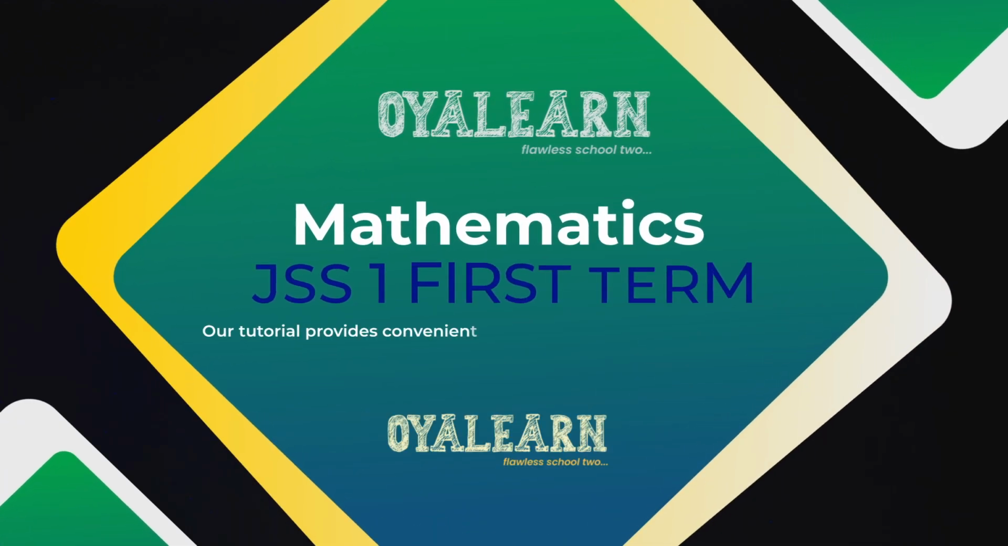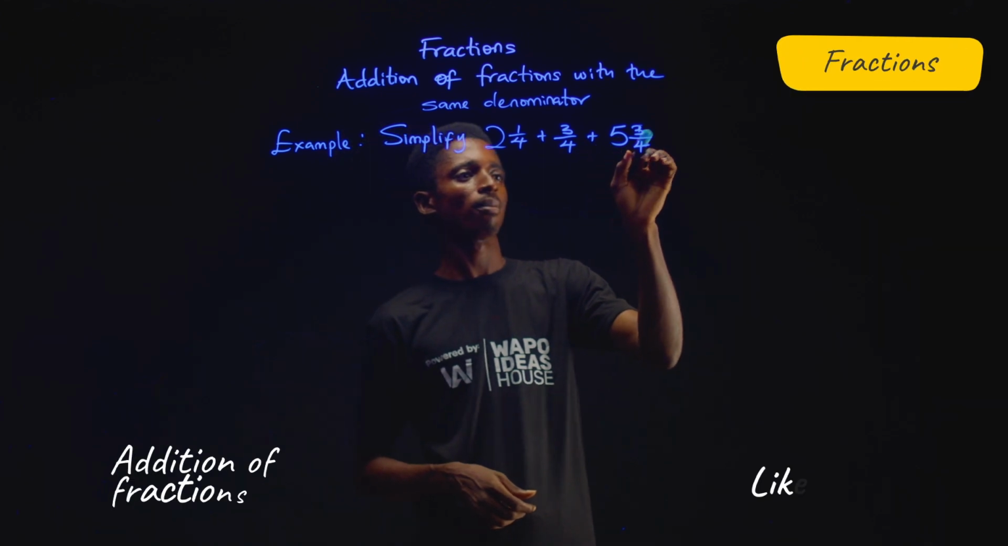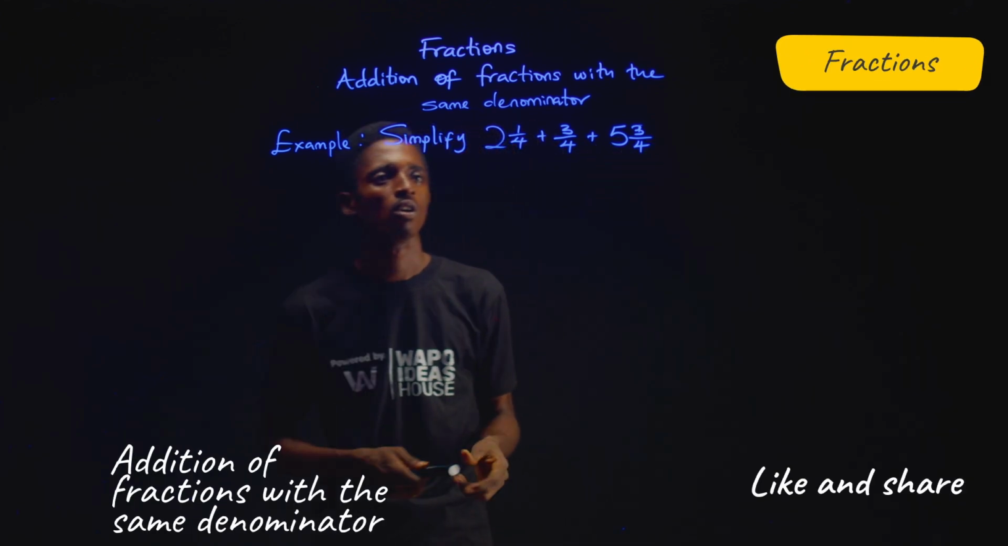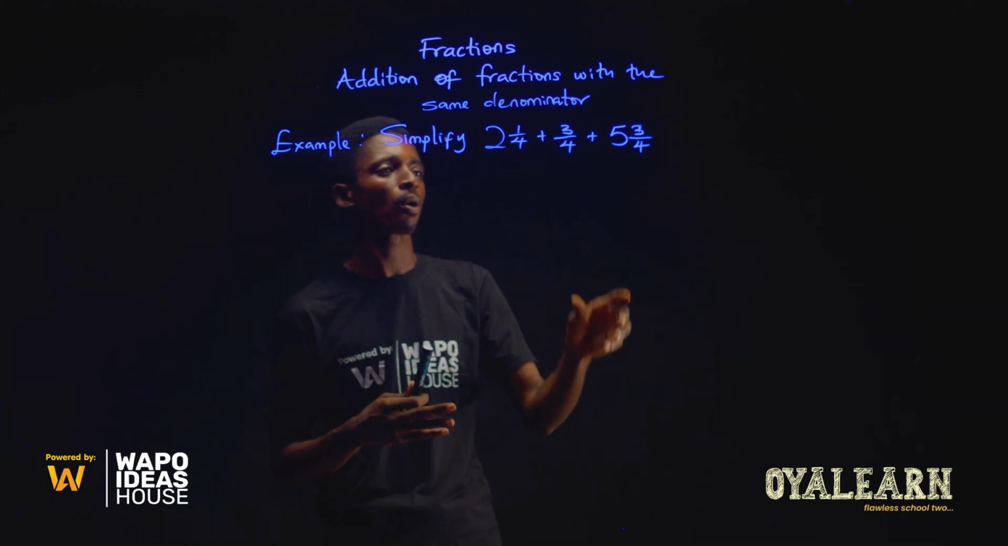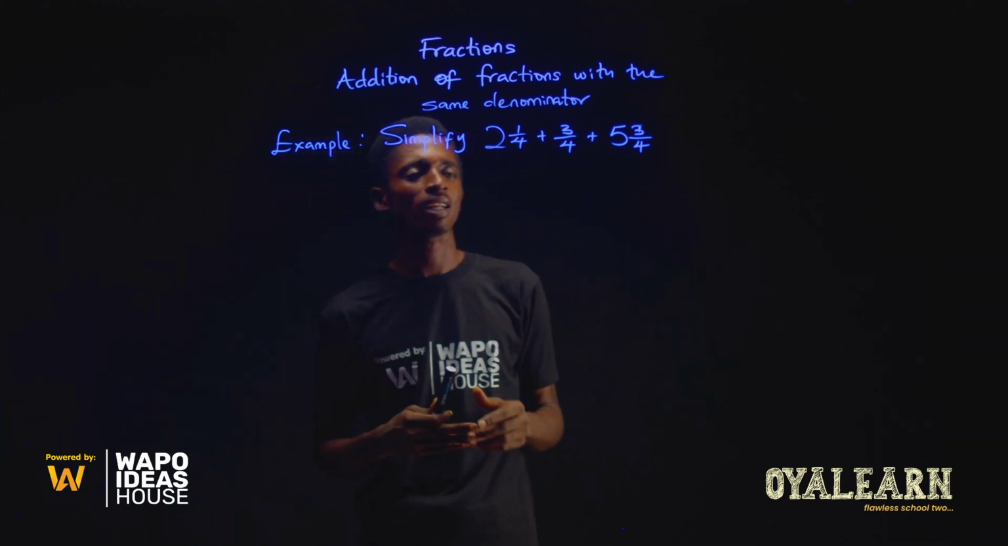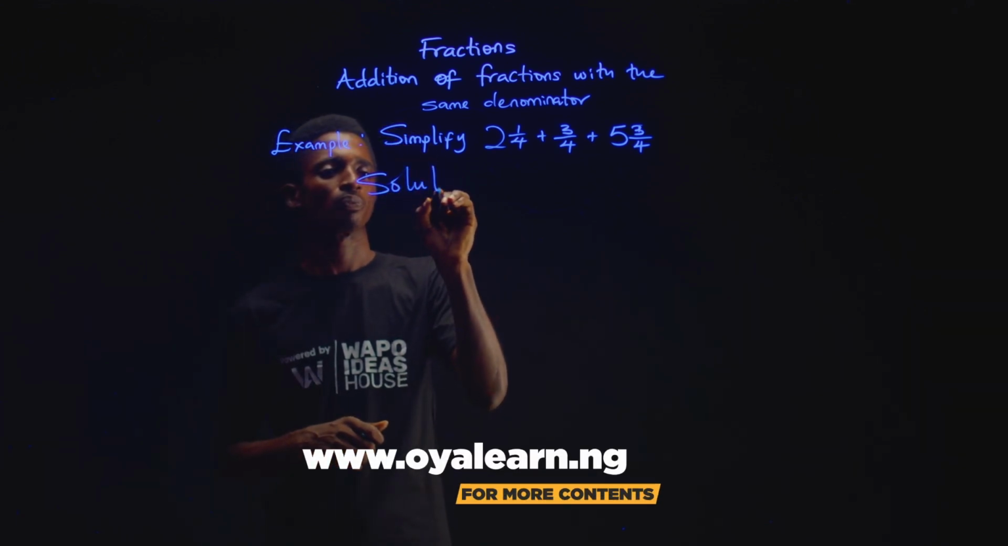Simplify 2 whole number 1 over 4 plus 3 over 4 plus 5 whole number 3 over 4. In order to do this, the mixed fractions will first be brought to improper fractions, and then we add them. So, solution.